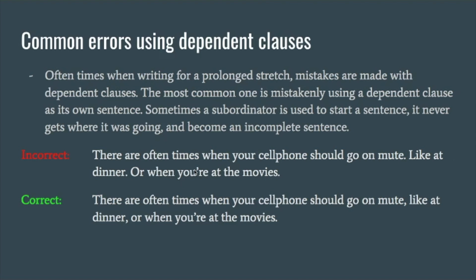So this almost sounds like the way that we would talk. Oftentimes when we're having conversations, we don't follow the same rules of written grammar. But written out, it should go like this: There are often times when your cell phone should go on mute, like at dinner or when you're at the movies. These two are almost exactly the same. The big difference is your commas. You're using commas to show that you're using dependent clauses, and then it all runs together as one complete complex sentence.